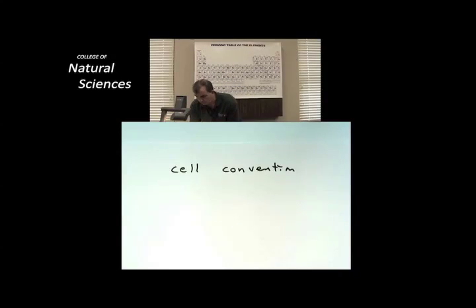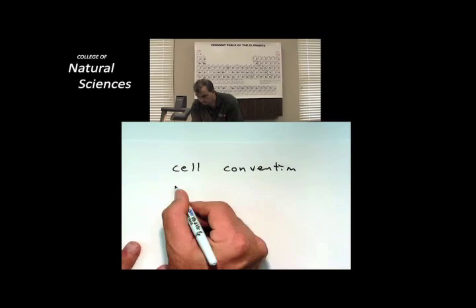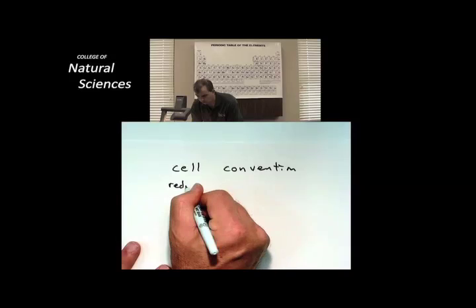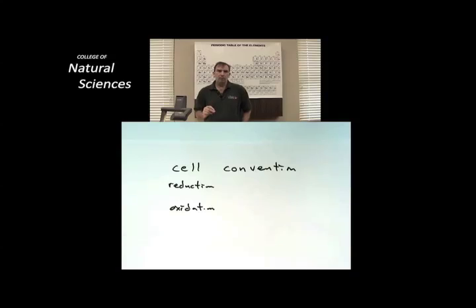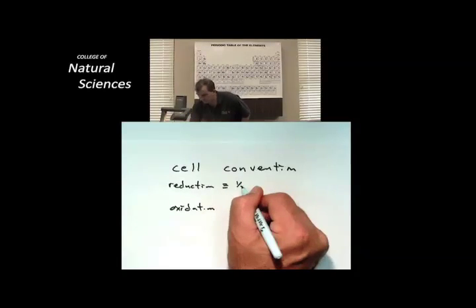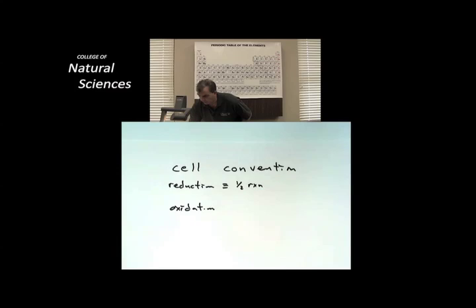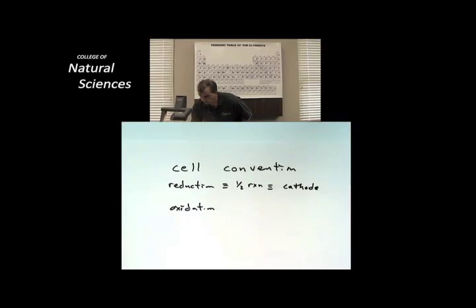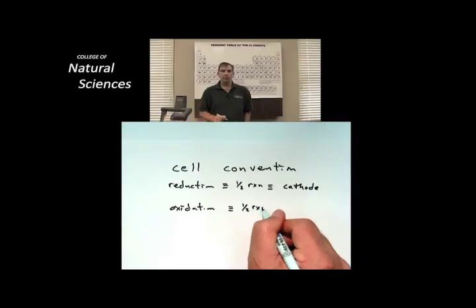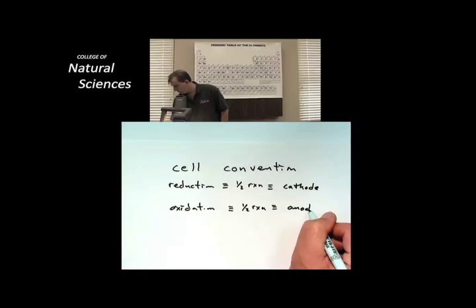First of all, we appreciate that in every electrochemical cell there is going to be a reduction that occurs and there is going to be an oxidation that occurs. The half reaction that is a reduction is called the cathode reaction. That's the cathodic process. The half reaction which is an oxidation, that's known as the anode. That's the anodic process.